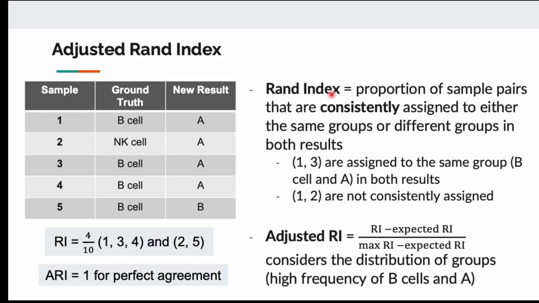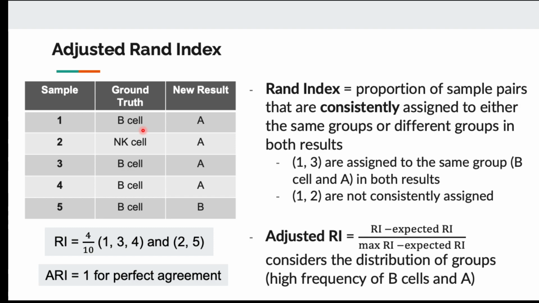And this is called an index because you're going to calculate the proportion. So out of 10 possibilities that you can pair 2 cells, 2 samples, what's the fraction, what's the proportion of the pairs that give you a consistent result between the 2 systems, the ground truth and your analysis. If it's high, then that means your analysis is correct. If it's low, that means your analysis disagrees with the ground truth. So the Rand index will go from 0 to 1, with one being that your result perfectly agrees with the ground truth.